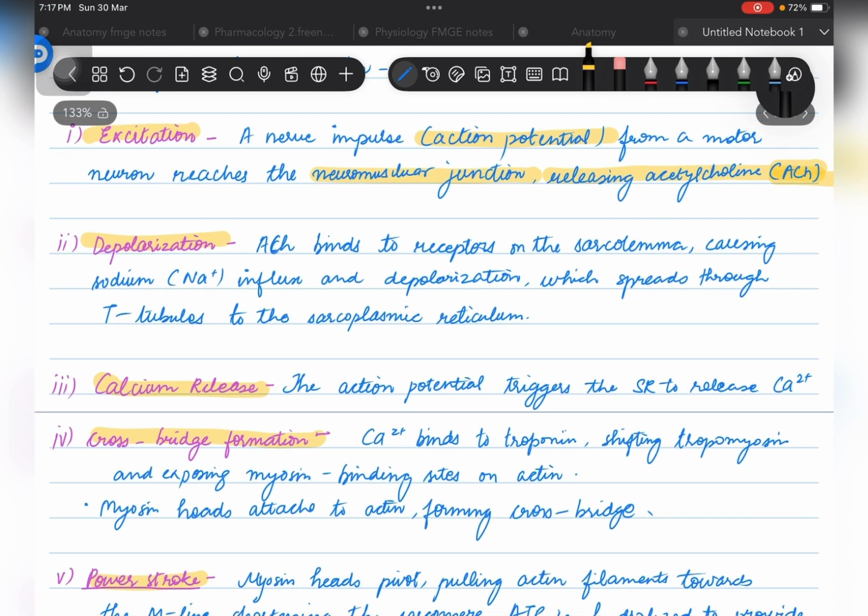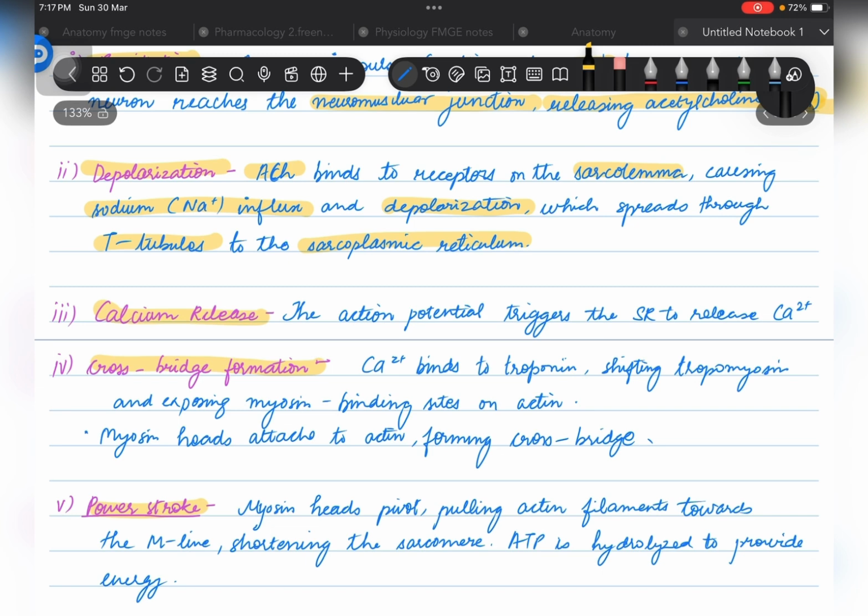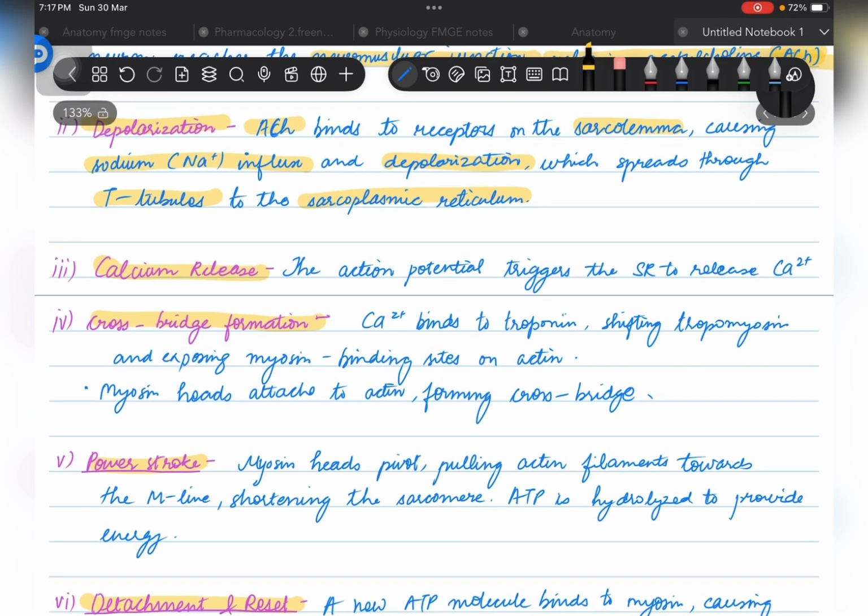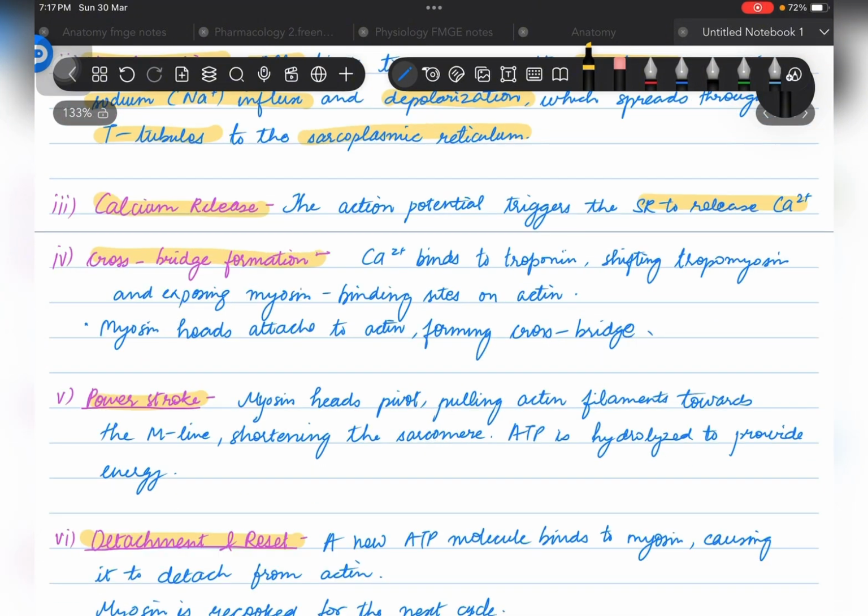Second is depolarization, in which acetylcholine binds to receptors on the sarcolemma, causing sodium influx and depolarization, which spreads through T tubules to the sarcoplasmic reticulum. Third is calcium release, in which the action potential triggers the sarcoplasmic reticulum to release calcium. Fourth is cross-bridge formation, in which calcium binds to troponin, shifting tropomyosin and exposing myosin binding sites on actin.